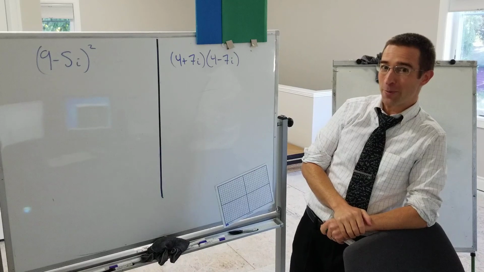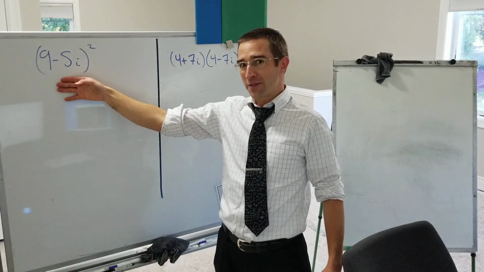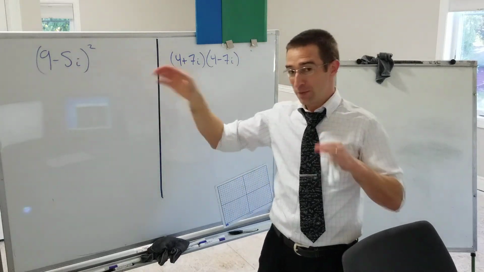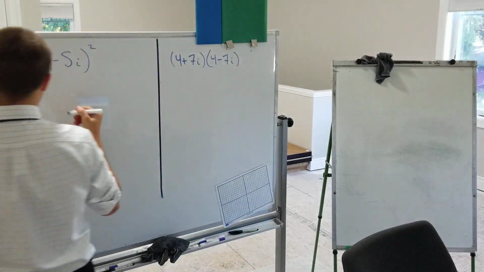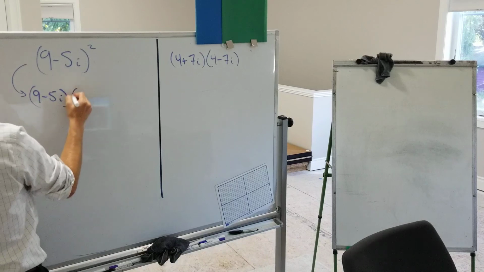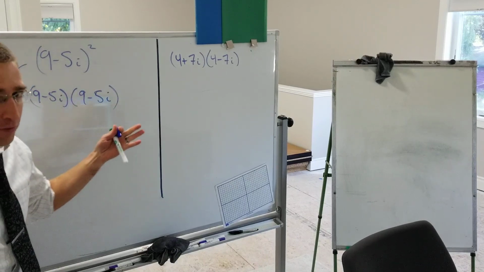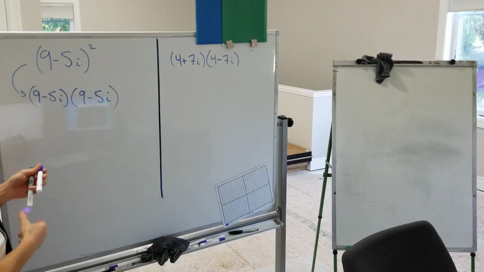Okay, and we're back. Here, (9 minus 5i) squared is not 9 squared minus (5i) squared. It's not that. What it is, is 9 minus 5i times 9 minus 5i. I'm going to do this one with the FOIL method. FOIL: first, outside, inside, last.